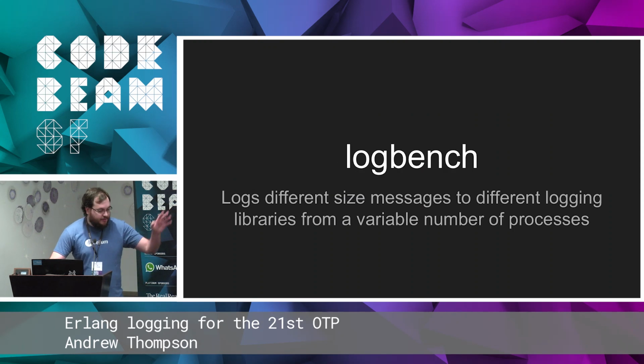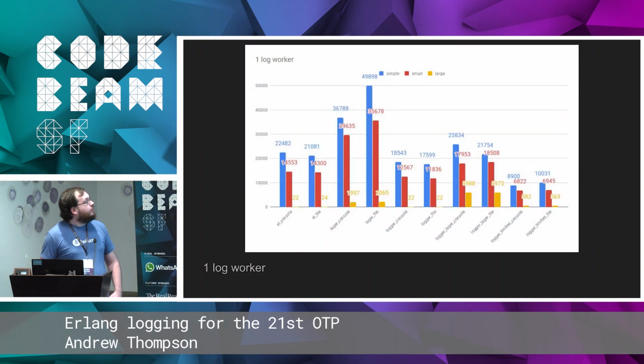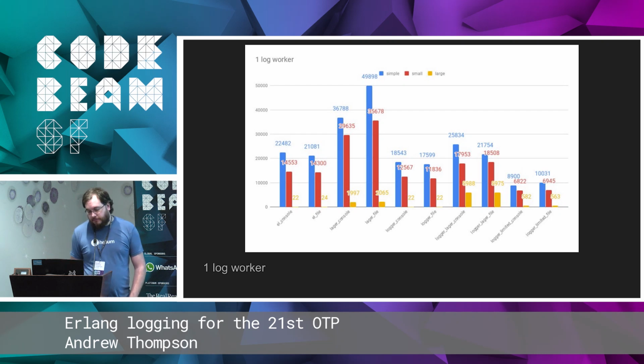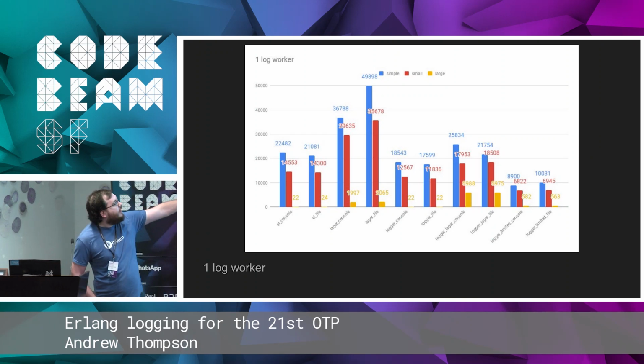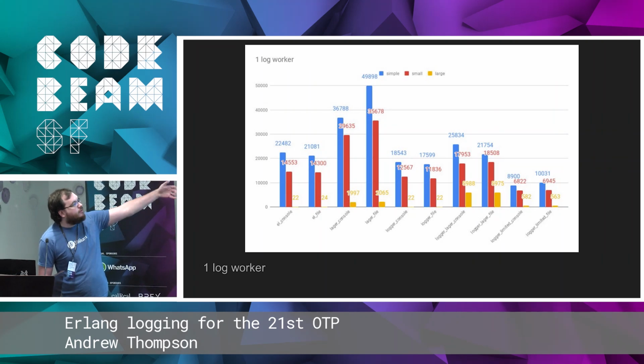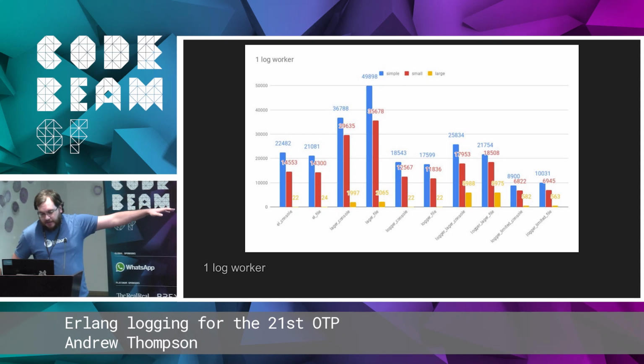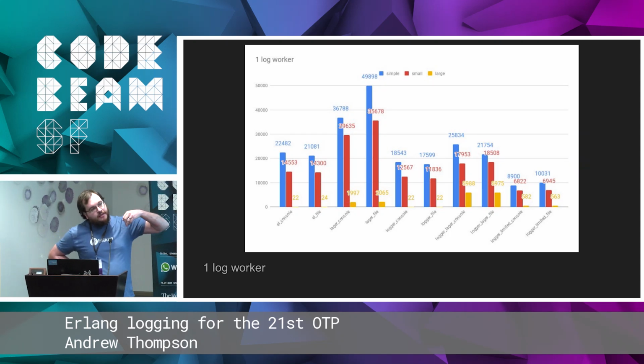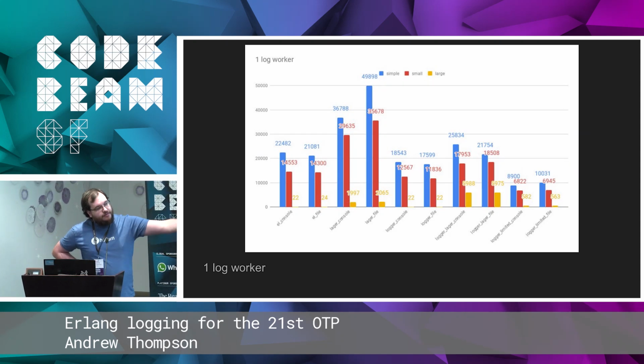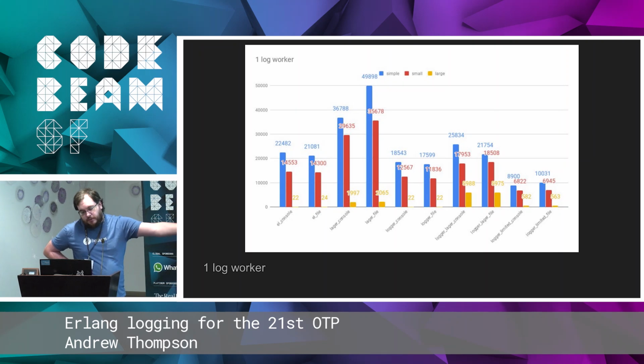So Logbench just sends a bunch of messages of different sizes to the back end and sees what happens. So this is with one log worker. Just for completeness, I'm benchmarking error logger here, just for old time's sake. And we have 3 different message sizes. So we have simple, which is a very small message, small, which is, I'll cover the sizes later, and then large. And you see that the performance, and this is effectively the number of messages cleared through the pipeline per second. That's what the number is.